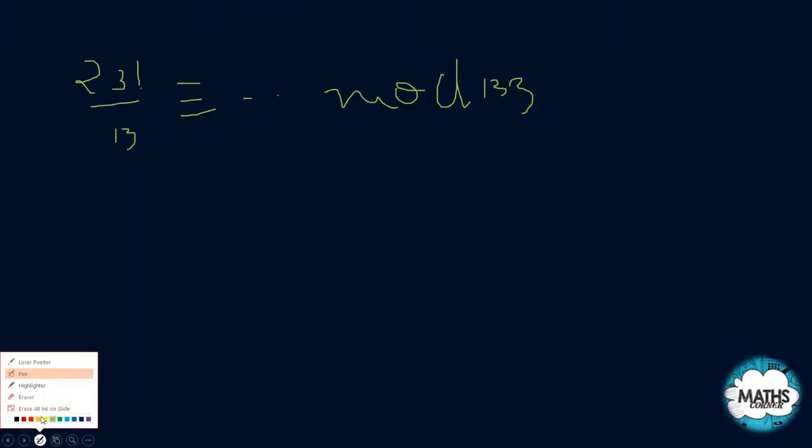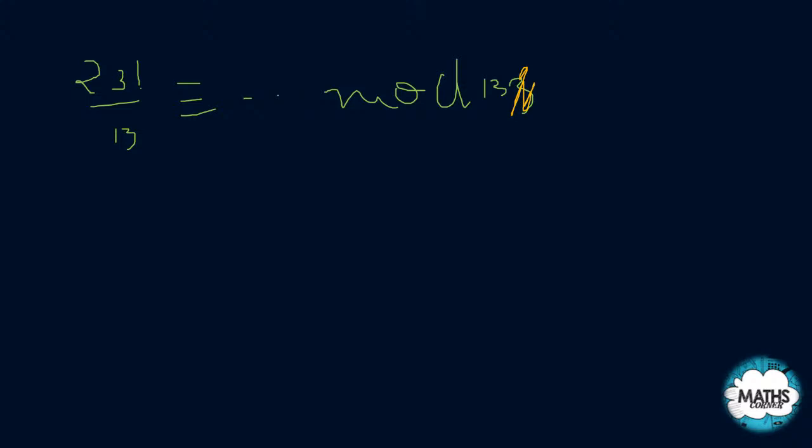Okay, now how can I find out the remainder when 23 factorial upon 13 is divided by 13? So this is 13 only. How can I find out the remainder? I will do one thing. I will write down 23 factorial by 13, and I will break this out. So I can write down the 23 factorial by 13 as 1 into 2 into 3 till 12.